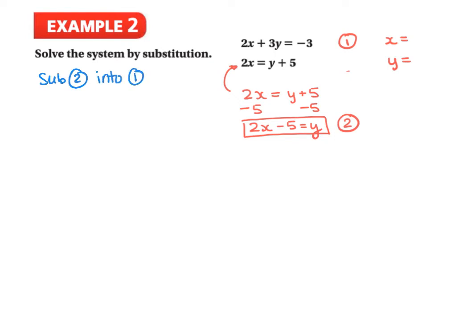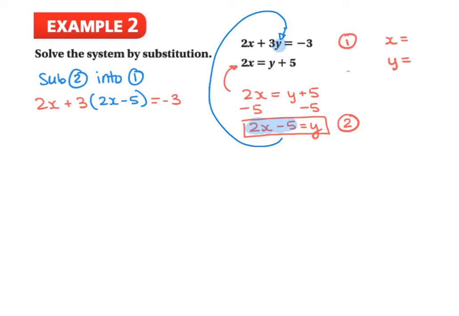And I'm going to get, here I've got 2x plus 3, and instead of y, I've got my substitution of 2x minus 5, is equal to negative 3. So just to give yourselves a better visual, here is my y, 2x minus 5, and I'm substituting it for this y in here. So I'm putting all of this inside for this y. So let's go about this algebraically now.